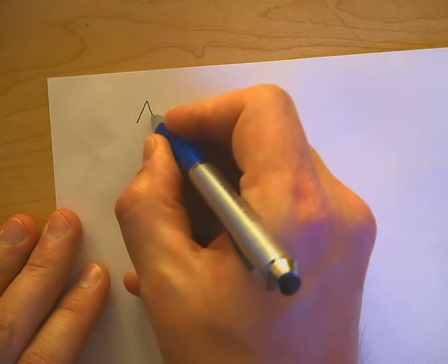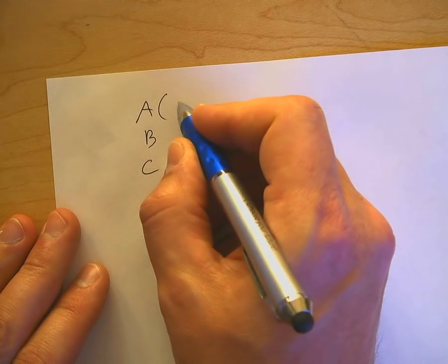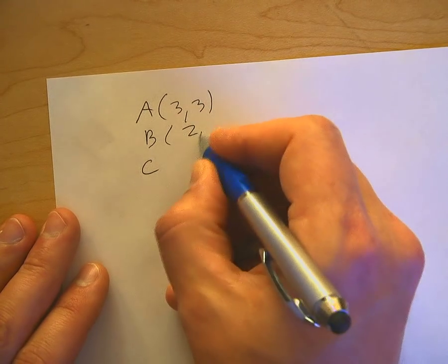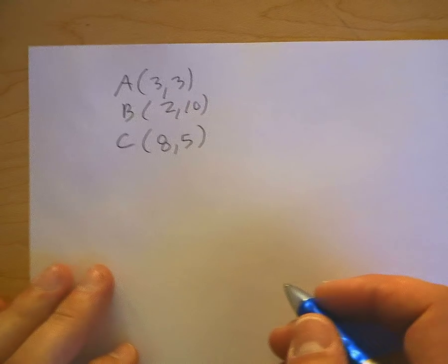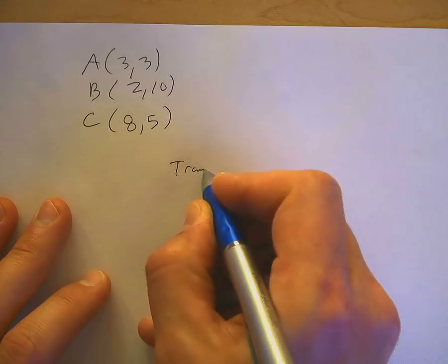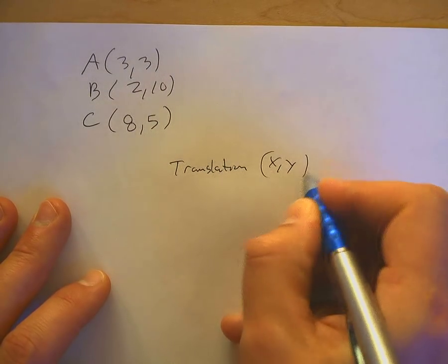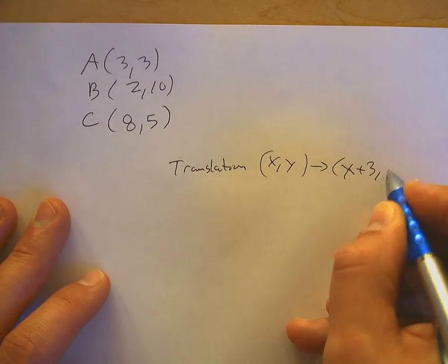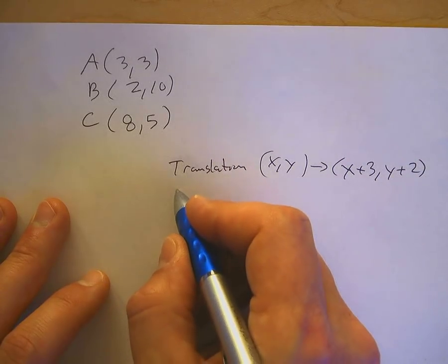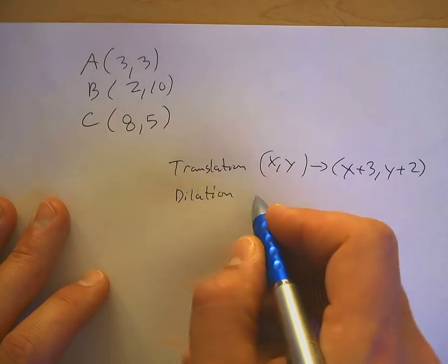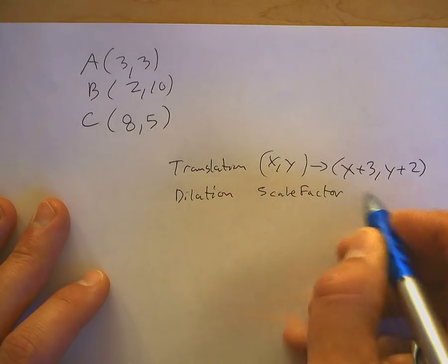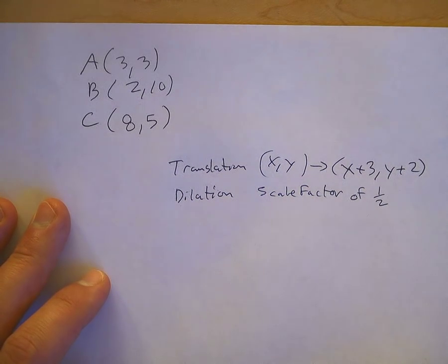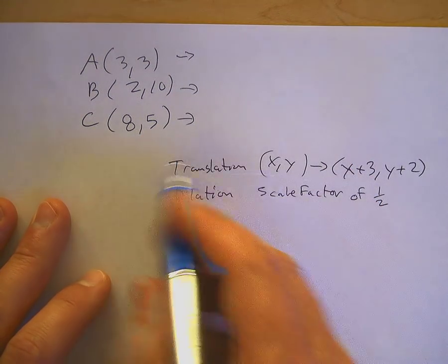Okay, next. Let's say we have some points. I'm going to make them up. I'm going to call them A, B, and C. We'll say this is 3, 3. This one is 2, 10. And this one is 8, 5. And what we want to do is a composition of transformations. So first, we want a translation that takes xy to x plus 3, y plus 2. And then we're going to do a dilation with the origin as the center with a scale factor of 1/2.